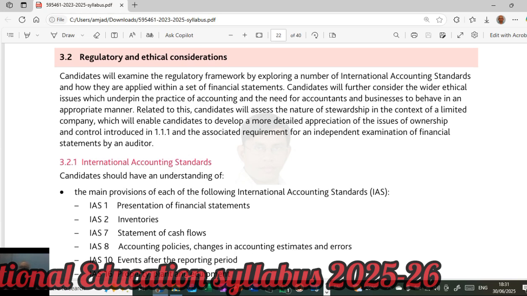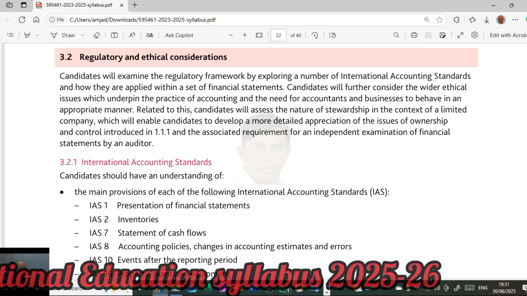Candidates will examine the regulatory framework by exploring a number of international accounting standards and how they are applied within a set of financial statements. Candidates will further consider the wider ethical issues which underpin the practice of accounting and the work of accountants, and the need for accountants and businesses to behave in an appropriate manner. Related to this, candidates will assess the nature of stewardship in the context of a limited company, which will enable candidates to develop a more detailed appreciation of the issues of ownership and control introduced in 1.1.1 and the associated requirement for an independent examination of financial statements by an auditor.